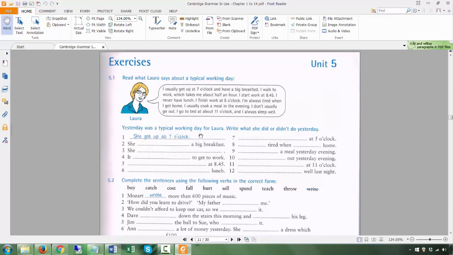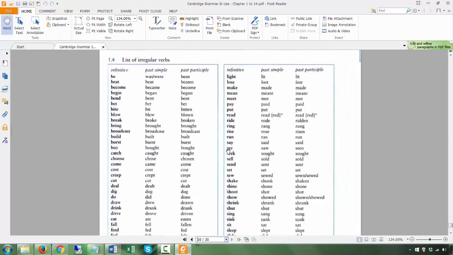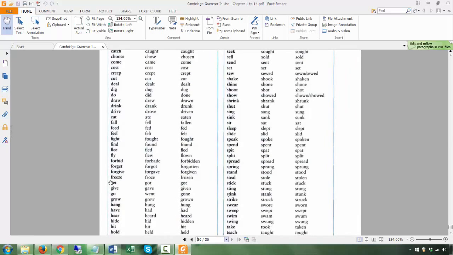That means now let's talk about what she did yesterday, which is exactly the same as what she normally does. So rather than using get up, which is in the present simple, you use got up. Get is an irregular verb. That's why you don't just put an ed. You have to go to this. Get becomes got.